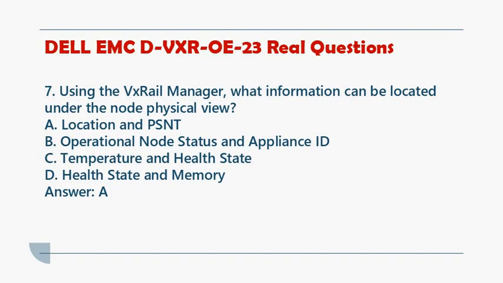7. Using the VxRail Manager, what information can be located under the node physical view? A. Location and PSNT, B. Operational node status and appliance ID, C. Temperature and health state, D. Health state and memory. Answer: A.